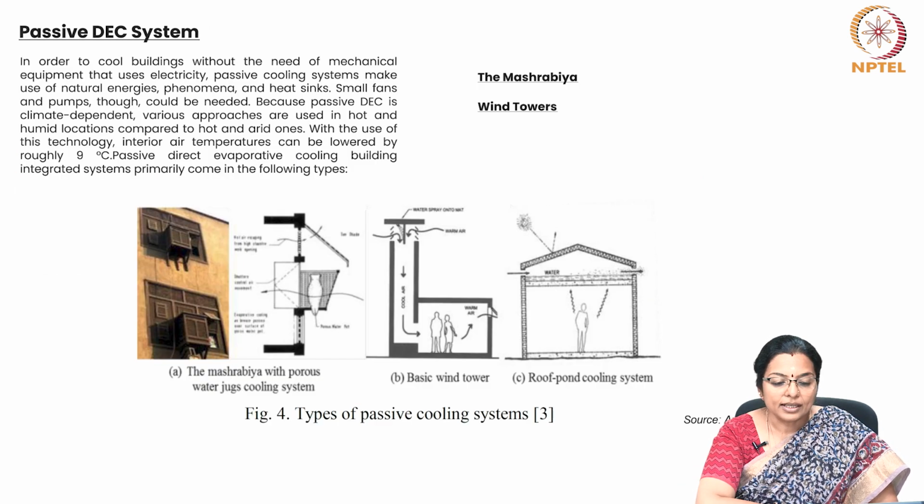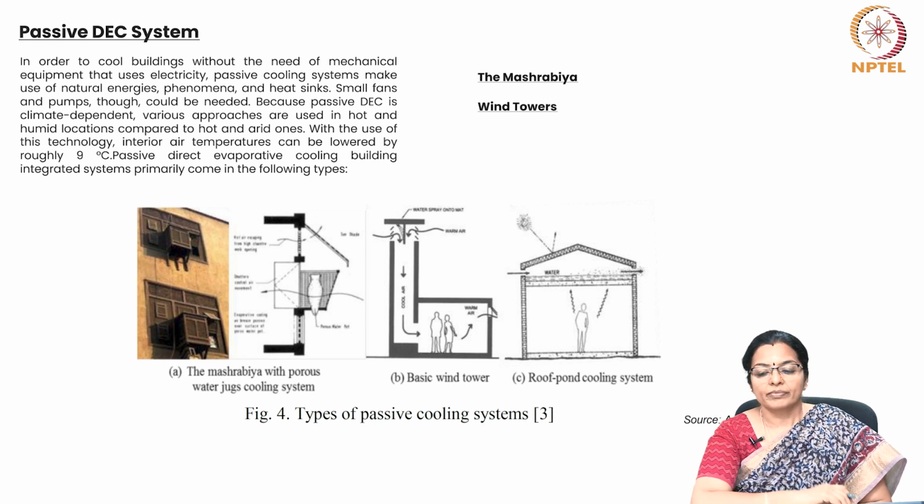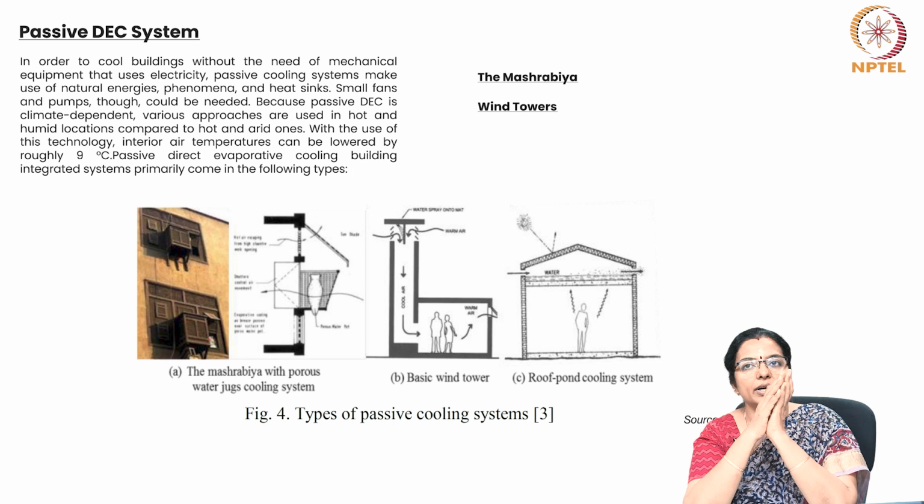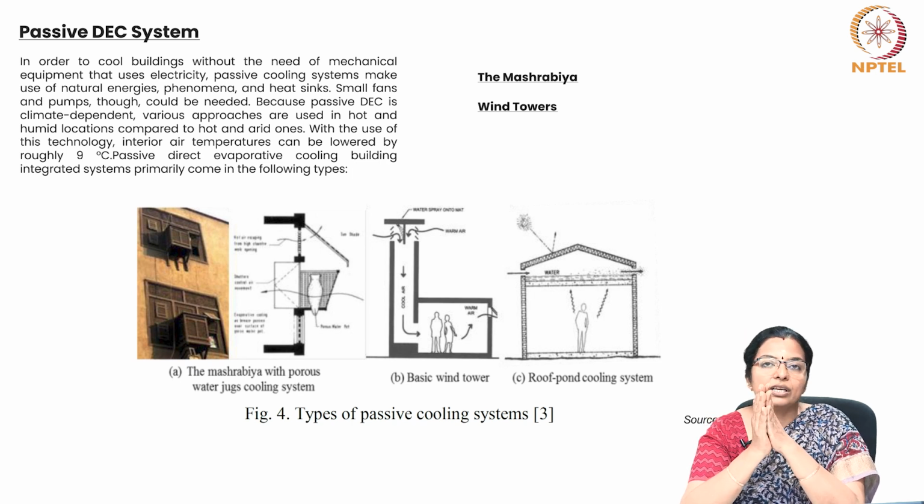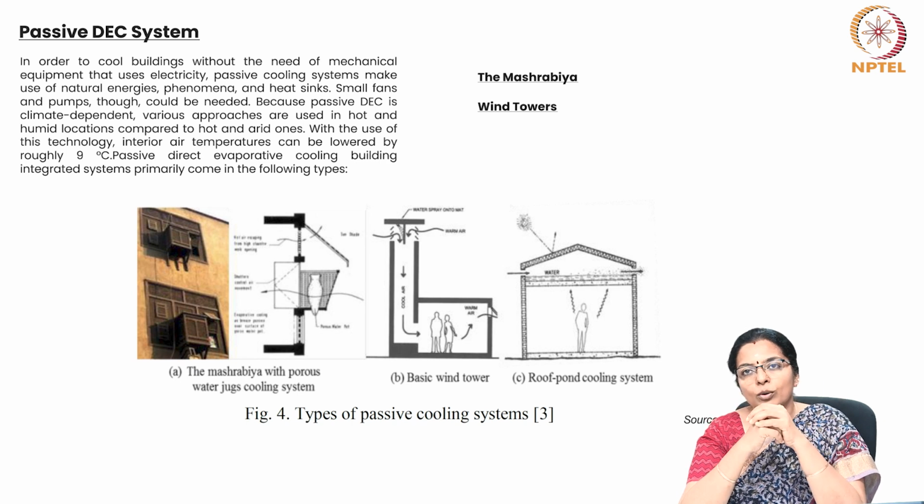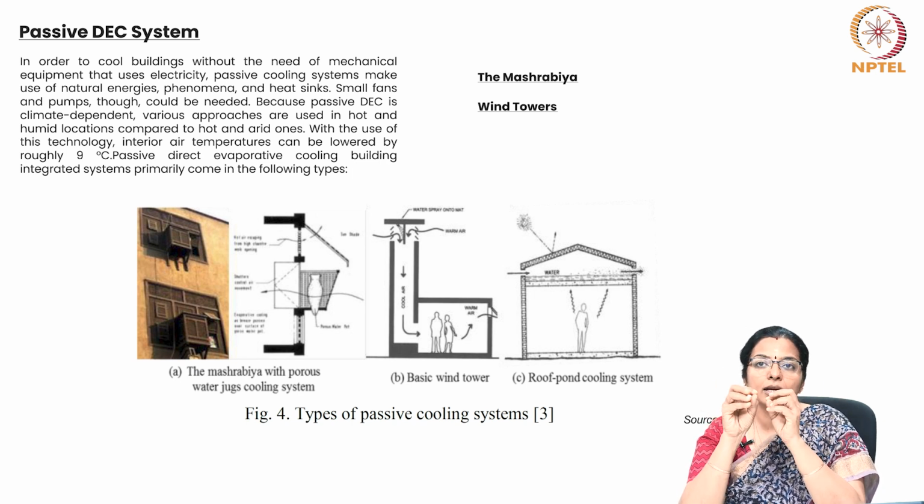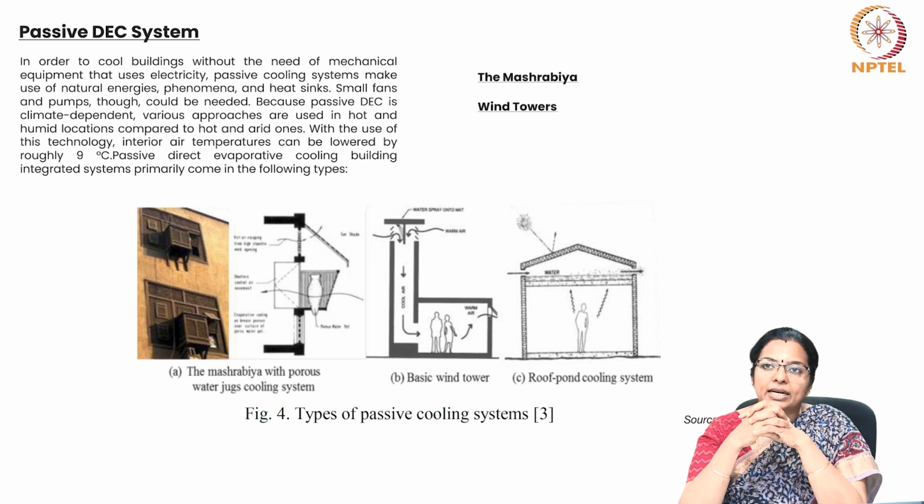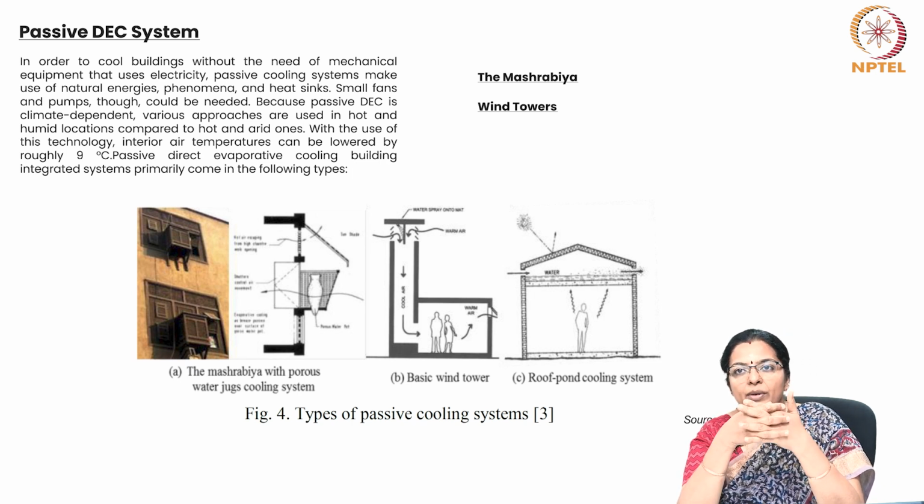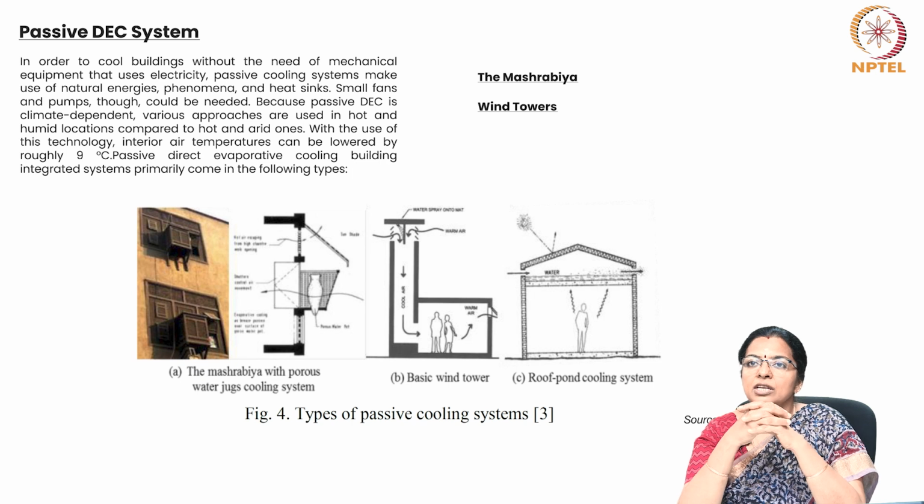Let us now look at the passive direct evaporative cooling system. In a passive direct evaporative cooling system, there is no need to use any electricity to either bring in air from outside or direct the cooled air inside. So, in order to cool buildings without mechanical equipment that uses electricity, passive cooling systems make use of natural energies, phenomena, and heat sinks.